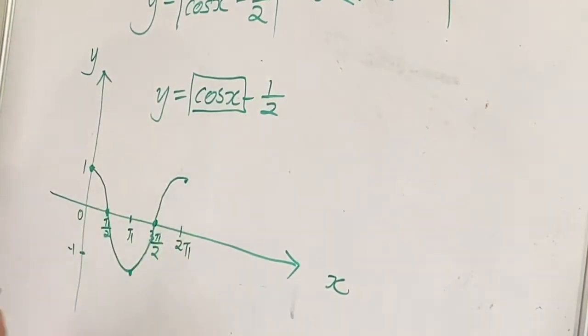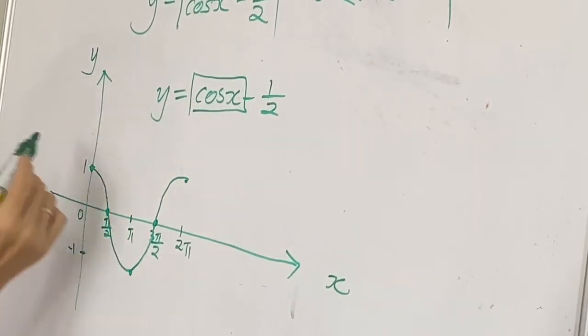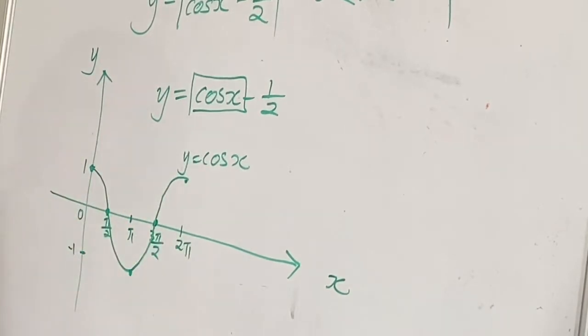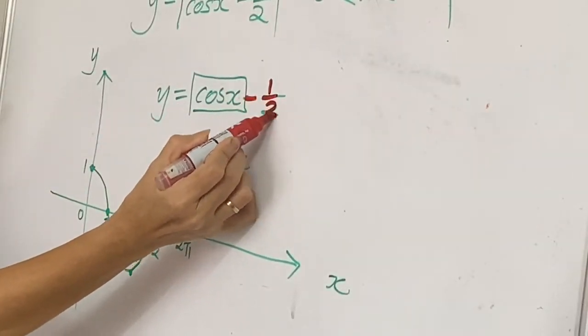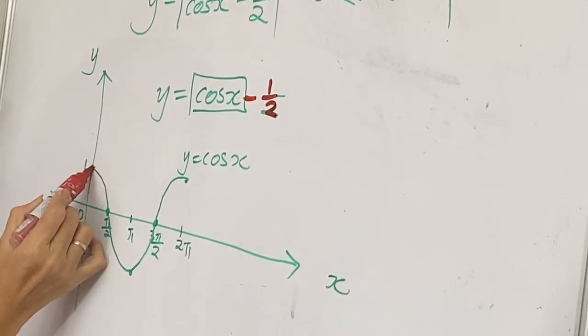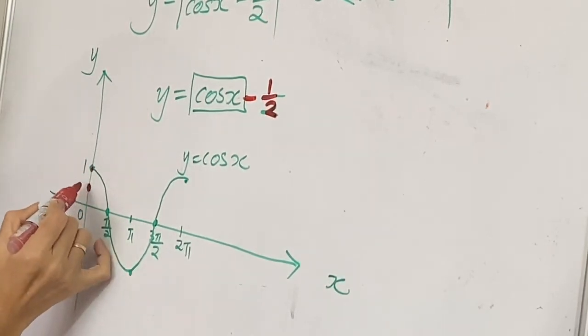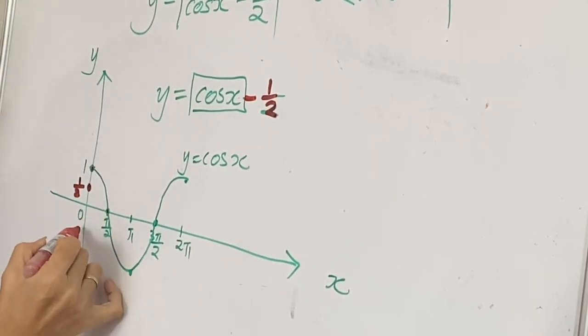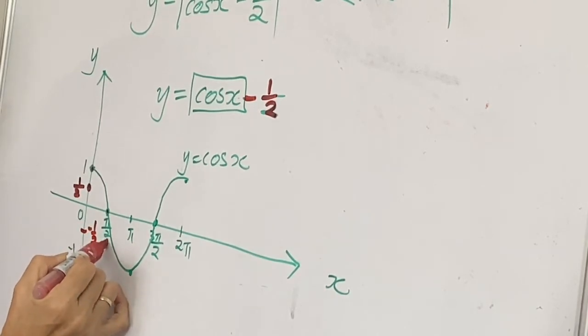So basically you should have the shape of the cosine graph. This one is y equal to cos x. The first step is we try to sketch the original graph of the trigonometric function. Then after that, step by step, we will minus 1 over 2. So 1, you minus half, you get half. Negative 1 minus half will be negative 1 and a half. And 0 will go to negative half.